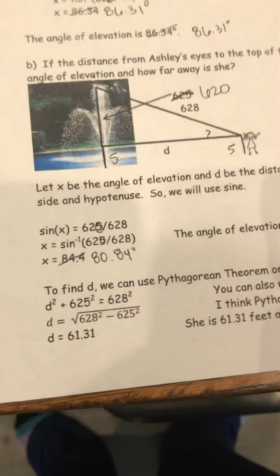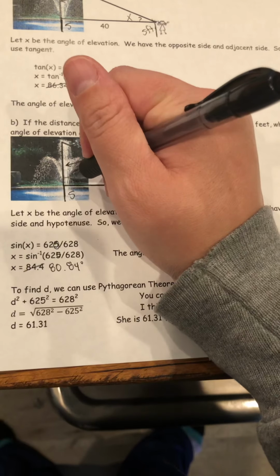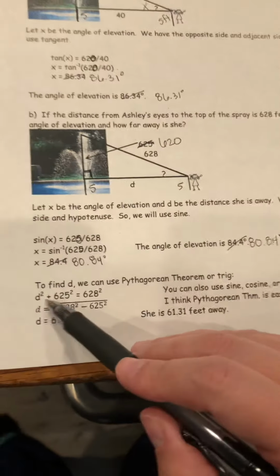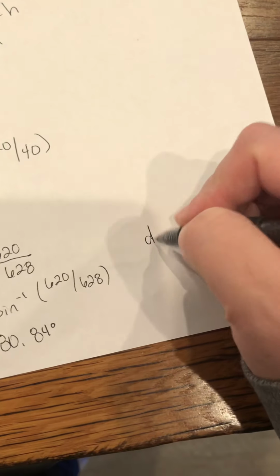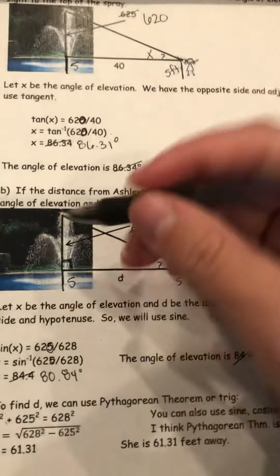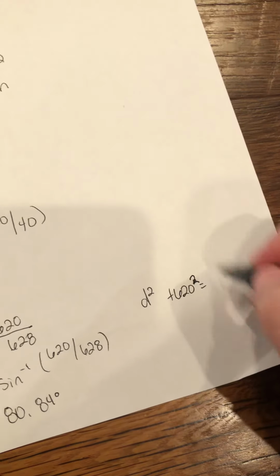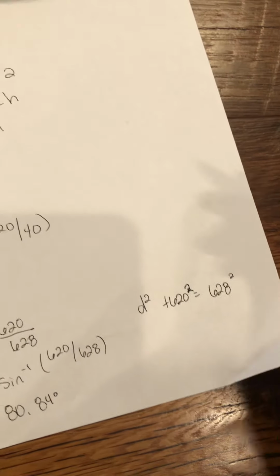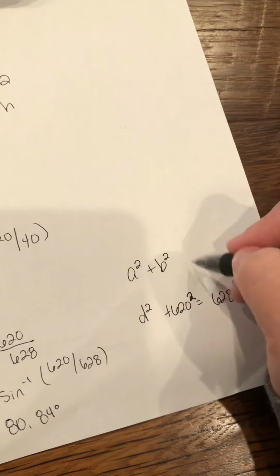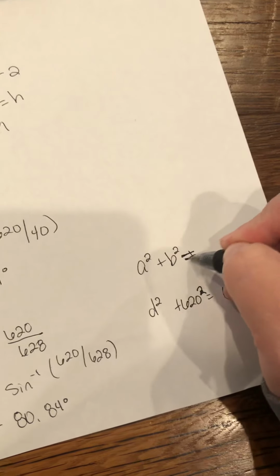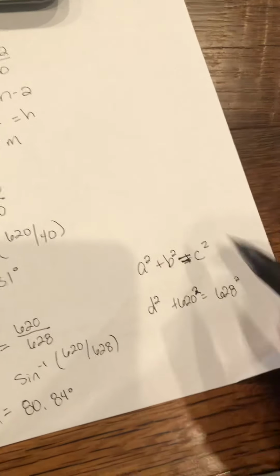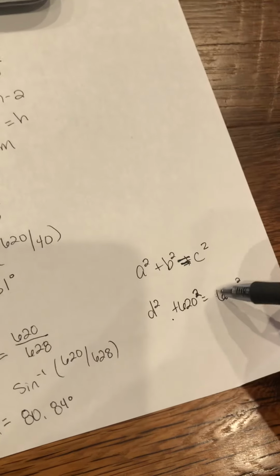Then you also want to know how far away she is, so you want to find D. I think it's easier to find D using the Pythagorean theorem. You can use sine, cosine, tangent to find this side, but most people prefer the Pythagorean theorem. So here's our right angle. We have D squared, that's one leg, plus this side squared, and again, you're starting 5 feet off the ground, so it should be 620 squared, is equal to 628, our hypotenuse squared. Pythagorean theorem: your two legs squared added together is equal to your hypotenuse squared. So D squared plus 620 squared is equal to 628 squared.